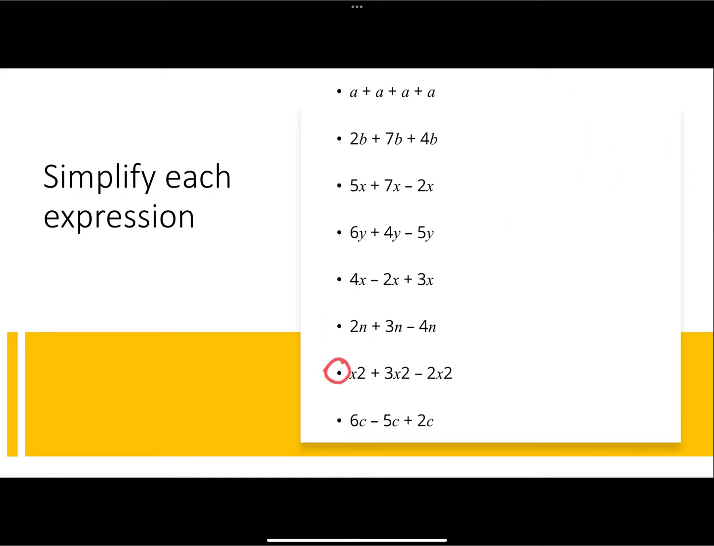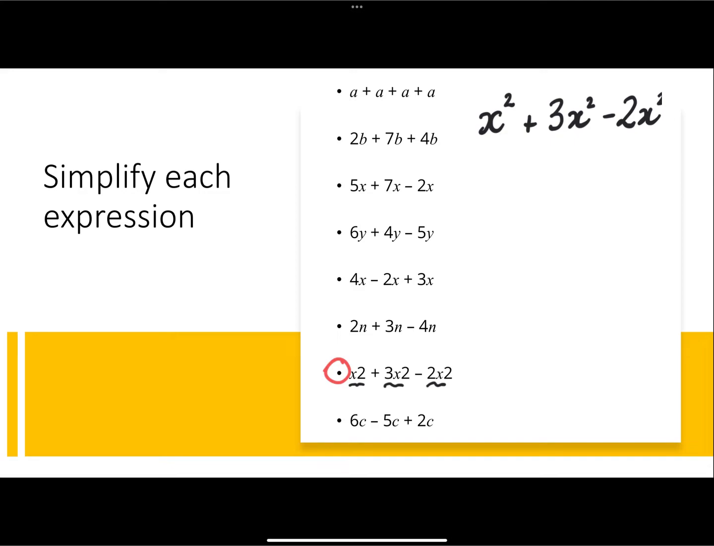Here's our next one. This looks very interesting. So when I see this one, I'm thinking about what these mean. Now with this one, I actually think there's a typo. I think this is supposed to be x squared plus 3x squared take 2x squared.